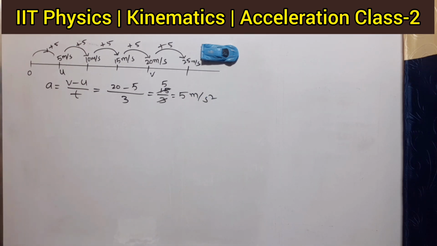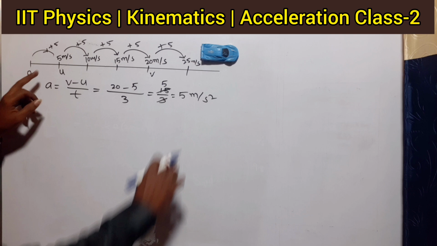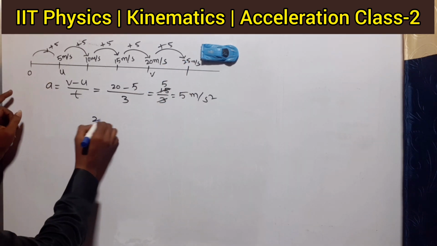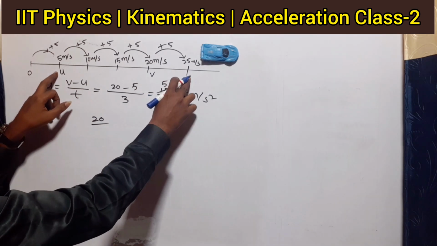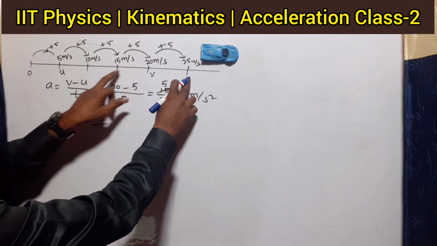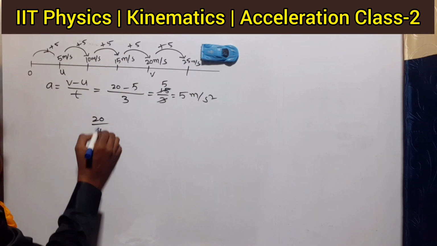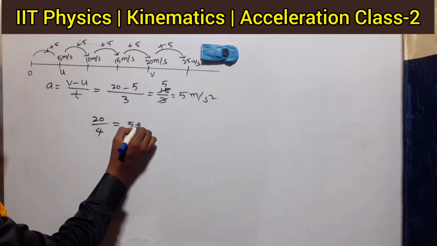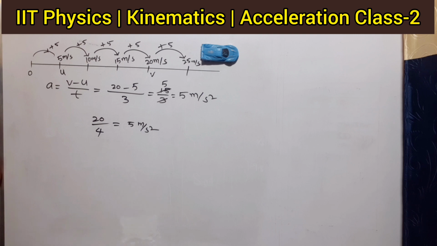This is the concept, my dear students. You can take any two intervals. 25 minus 5 is 20. Time interval: see here, 1, 2, 3, 4, so 4 seconds. 20 by 4, we get 5 meter per second square.